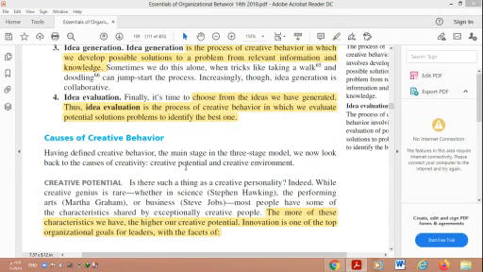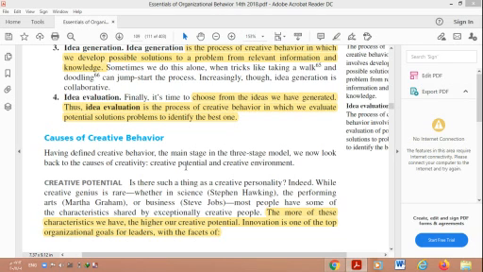Causes of creative behavior. Once we talk about the causes of creative behavior, we have to talk about two sections. The first one is related to creative potential, and the second one is related to creative environment. So the first one, the creative potential.